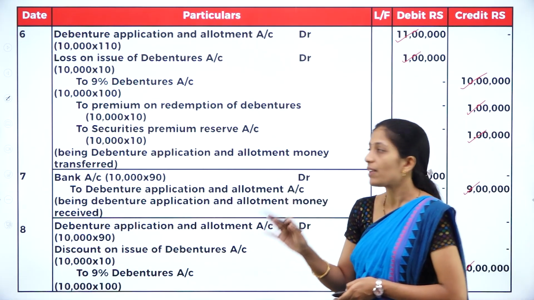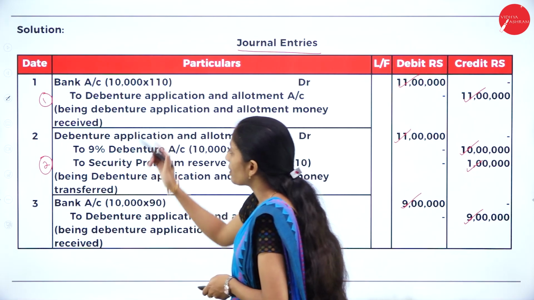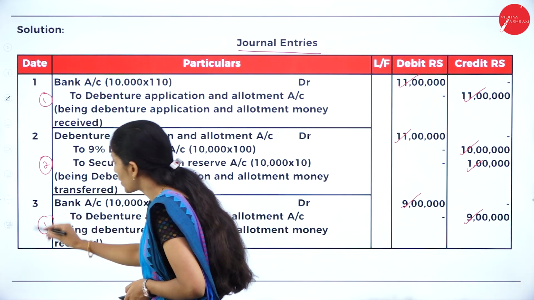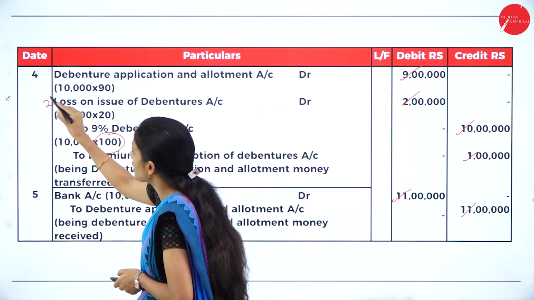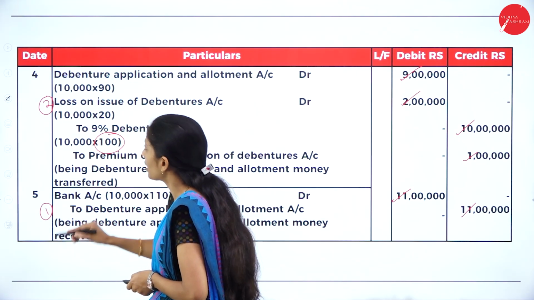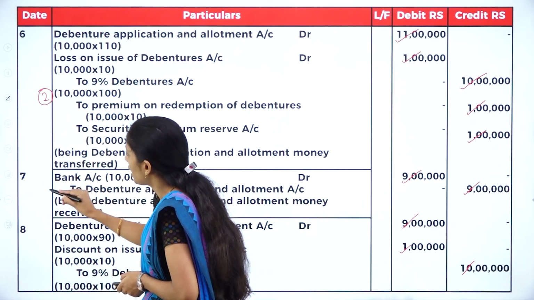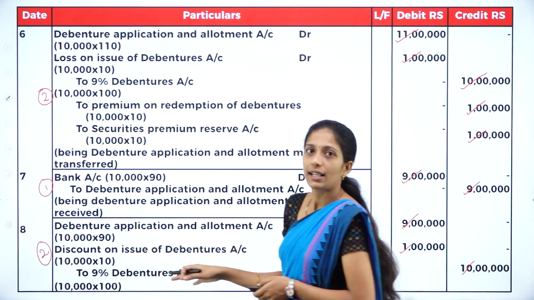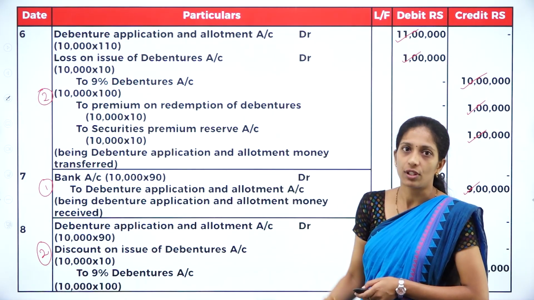So for every first entry, it carries 1 mark. Second entry, it carries 2 marks. In the second situation, it is 1 mark and here it is 2 marks. This is 1 mark and here it is 2 marks. Like this, the 12 marks will be allotted for this problem.